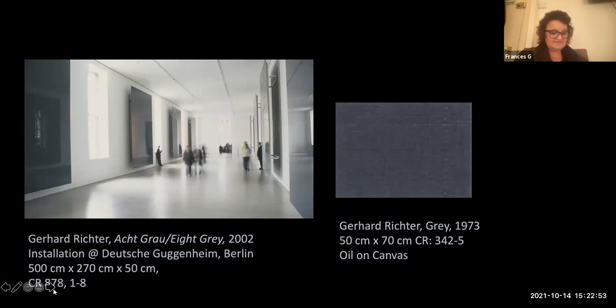Nothing links them to the paintings that have come before them. And yet, of course, I'm arguing that they're a culmination of all the Grey paintings that he has done before them. So it's like they're the archive of painting as archive, but also the destruction or the effacement, if you like, of the archive.